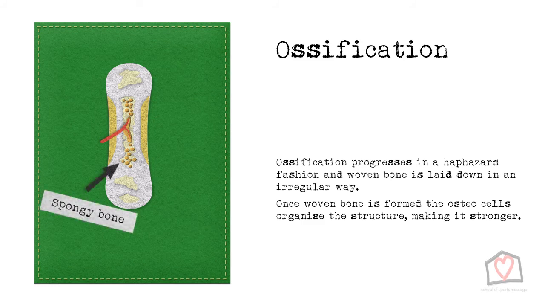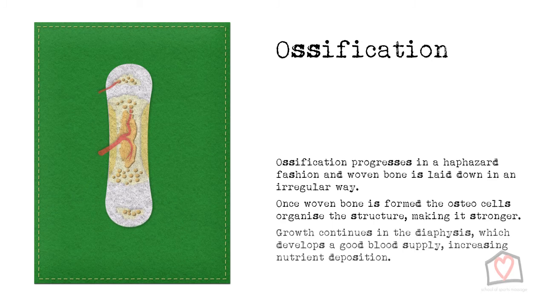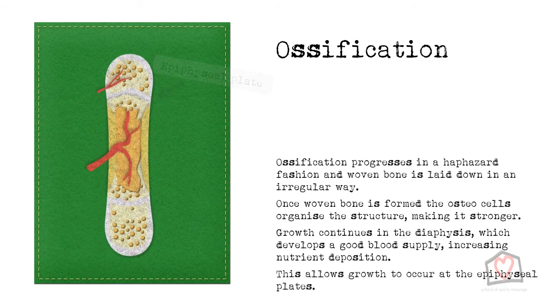This process continues during youth, starting in the middle of the long bones, the diaphysis, which start to develop a good blood supply, increasing the ease of nutrient deposition. This allows growth to happen at the epiphyseal plates, located between the diaphysis and the epiphysis.